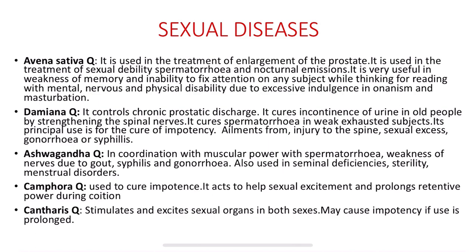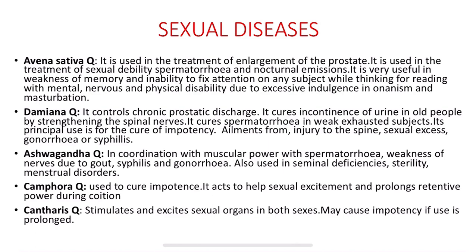We have the next mother tincture, that is Damiana. Damiana controls the chronic prostatic discharge which is usually seen in men. It cures the incontinence of urine in old people. Like we see this in old conditions, like people in old age. Prostatitis is usually seen in people above 65 years of age. So we see here it cures the spermatorrhea in weak exhausted subjects. So here they're saying incontinence of urine is also seen in the old people.